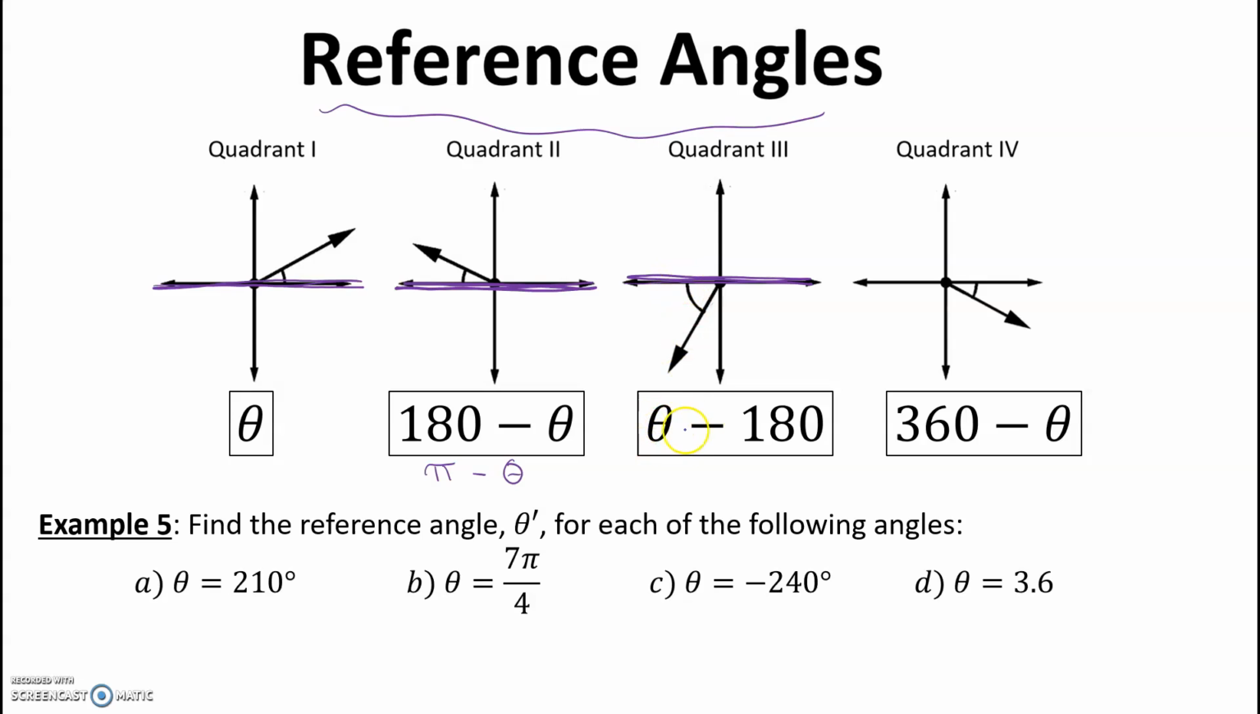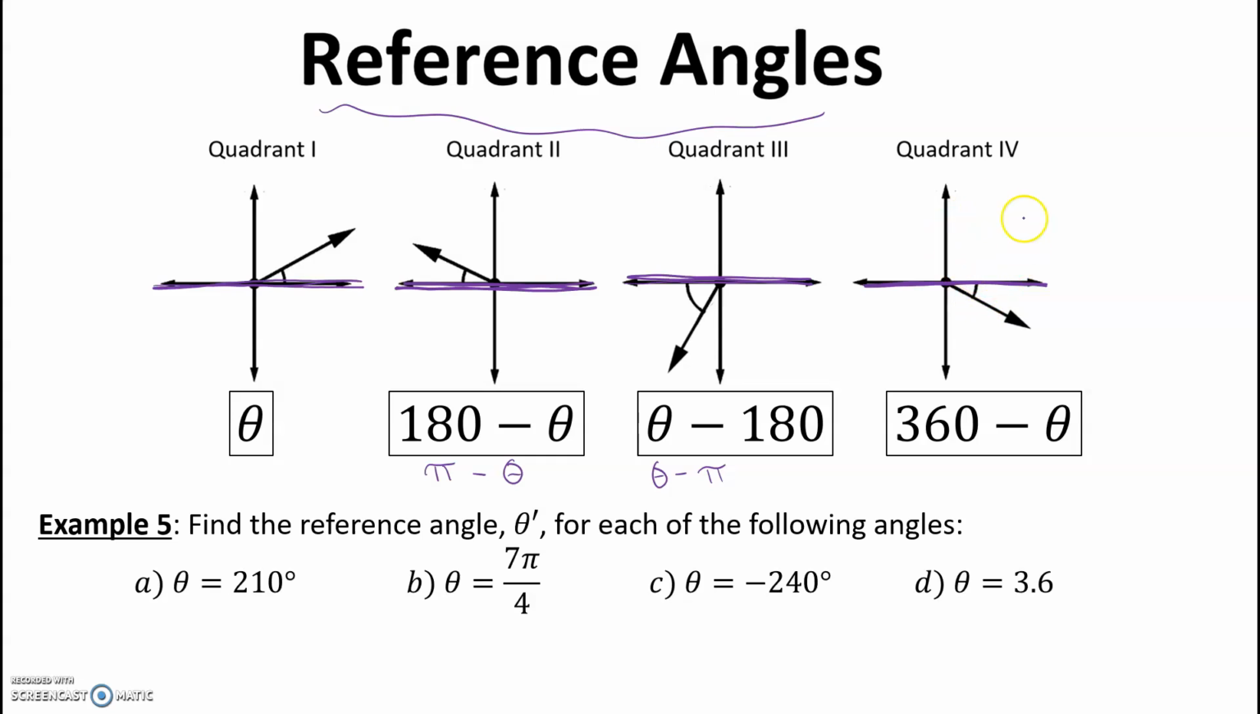Again, your formula is theta minus 180 or theta minus pi, so if you're in terms of radians or degrees, depends on which one you use. And then the last one, again, all the way around is 360. So let's say we had like 330. We're 30 away. All right, 360 minus 330 gets me 30 away. My reference angle would be 30.